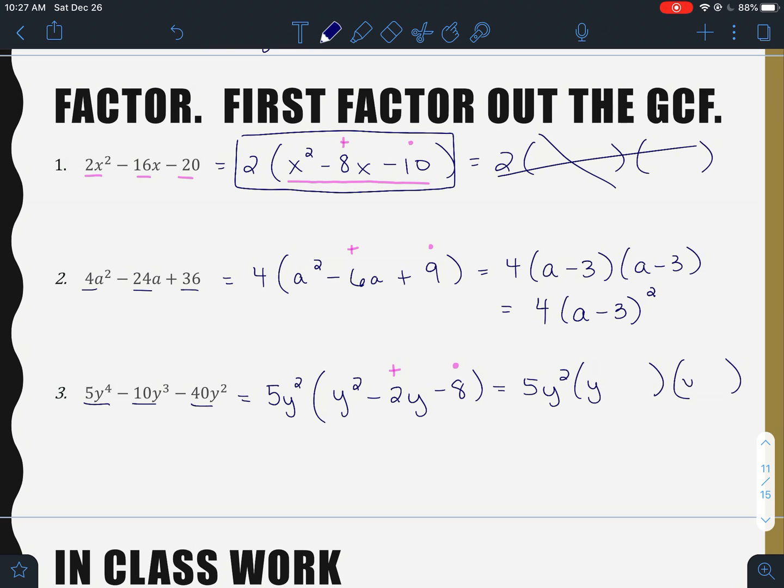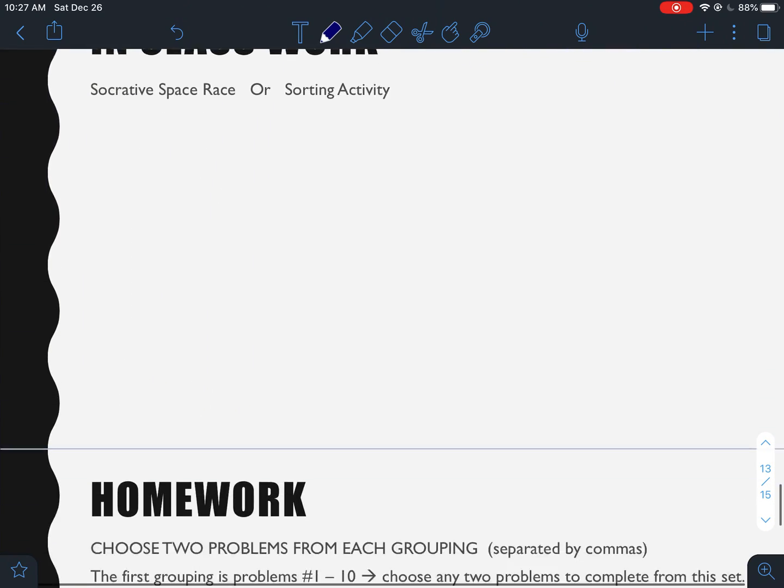You can. So the 5y squared stays on the outside. And then we have y and y. And then negative 4 times positive 2 is negative 8. And negative 4 plus 2 is negative 2. And so that would be the completely factored form for that.